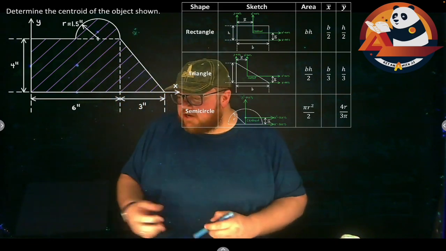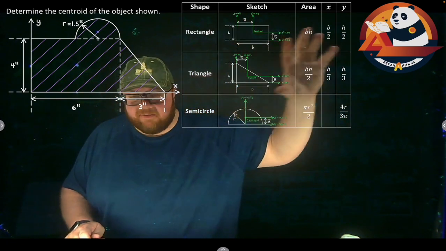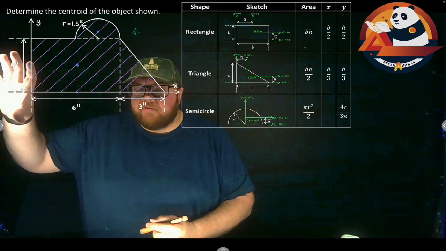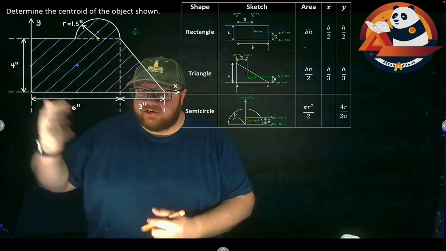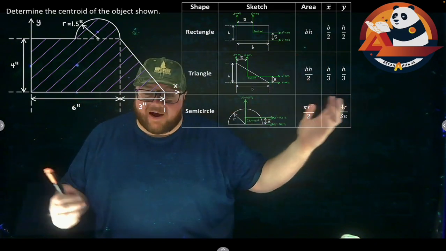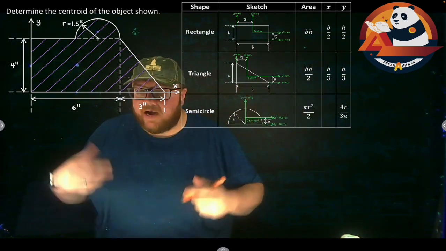So the first thing we need to do, if we're trying to use our table, and I've broken this up and gotten the table in here for the shapes I'm going to break it into. But we should be really saying, how do I break this up into easy to work with shapes? Things that have a centroid table, probably in the back of our book, that we can find online as well. But how do we work with that?